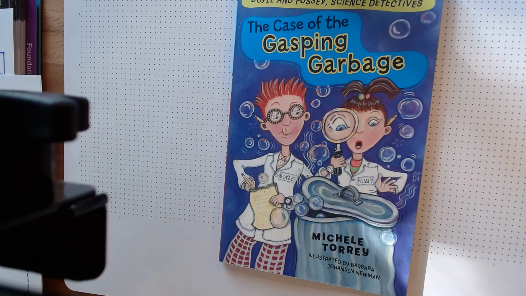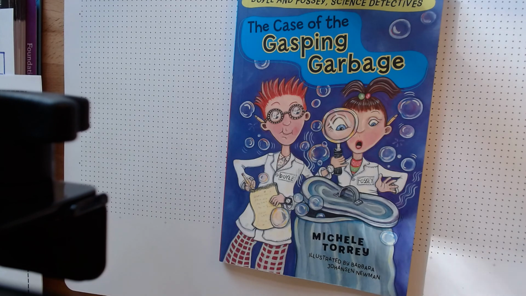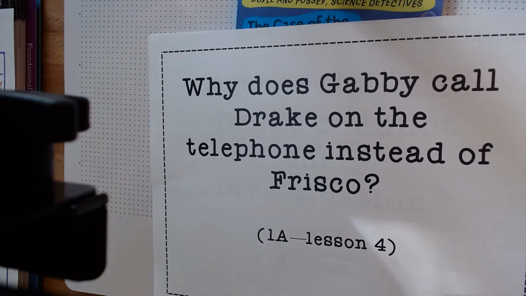We started reading yesterday The Case of the Gasping Garbage. And if you remember, we're really learning a lot about how readers can understand and explain the characters' motivations and actions in a story. And I want you to be thinking back to the chapter we read yesterday. I told you that this book is full of several short stories, and they all take place in 2 chapters. So we get the complete story over 2 chapters. And thinking back to chapter 1 yesterday, I wonder if you can answer that question.